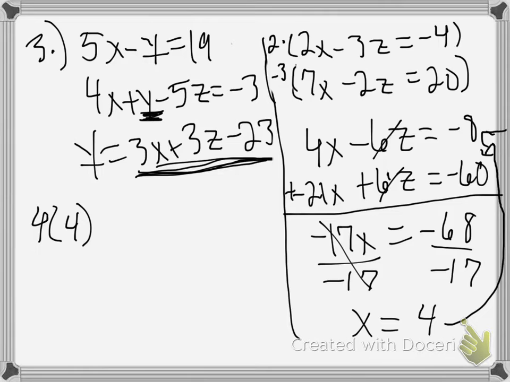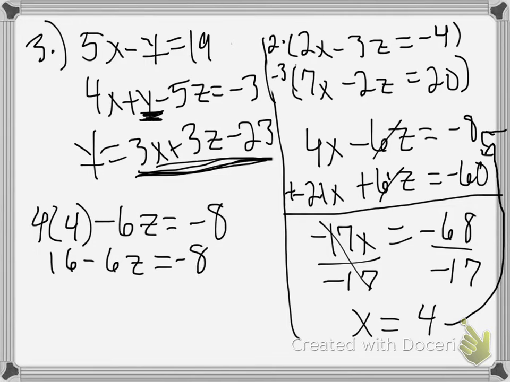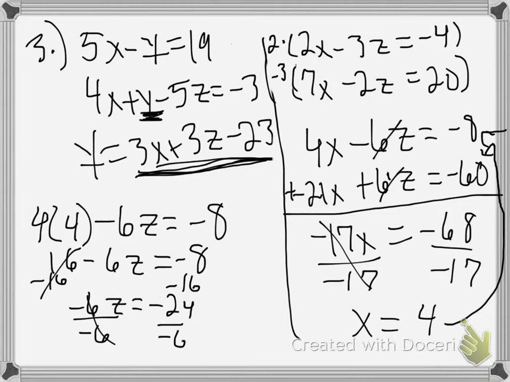So 4 times 4 minus 6z equals negative 8. 16 minus 6z equals negative 8. Subtract 16 from both sides. Negative 6z equals negative 24. So that makes z equal to positive 4. So now I found two variables. I know x is 4 and z is 4.